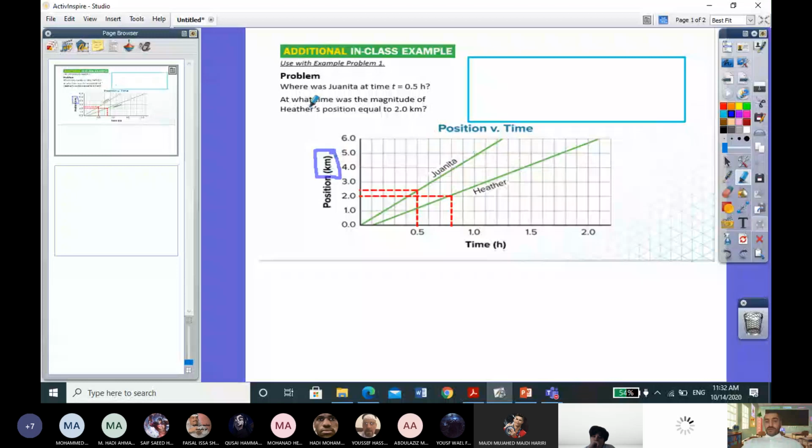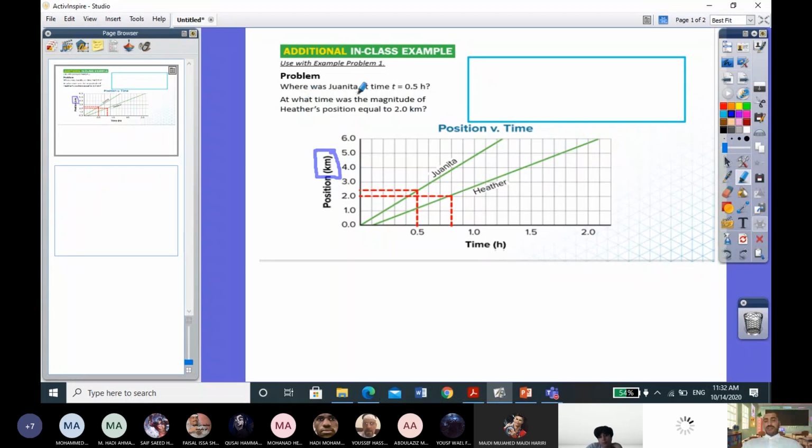Let's see, guys. If they ask me to convert, I will. But if they don't ask me, I will not convert. What time was the magnitude of Heather's position equal to 2 kilometers? This is our question, guys.